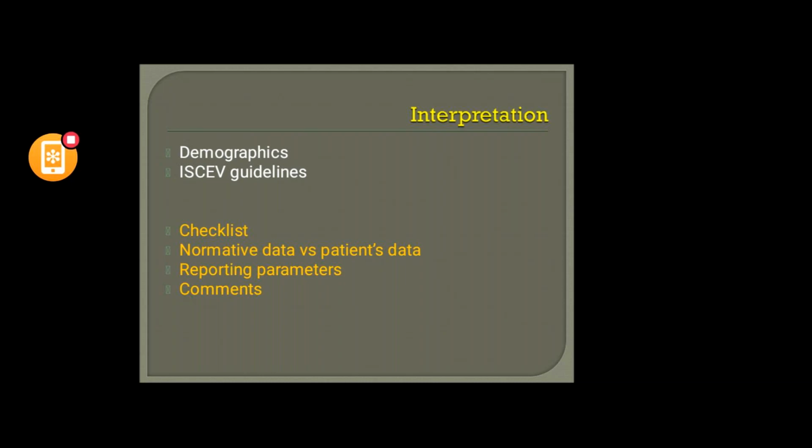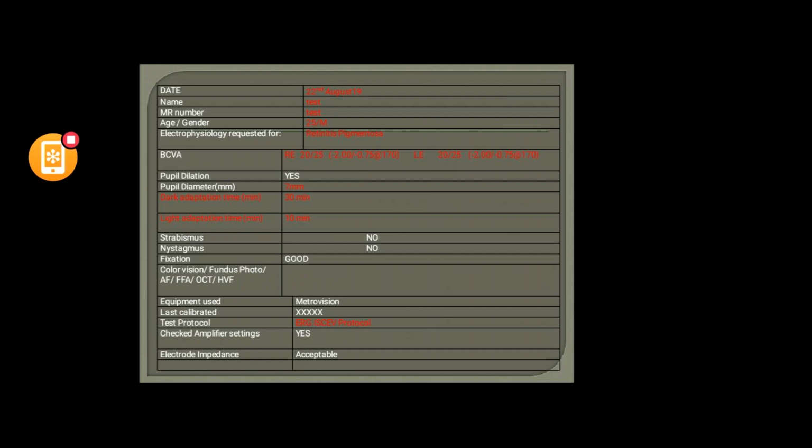So this guideline has to be formulated while you are interpreting a test. Now, what is the demographic? Remember the parts shown in red here would change from one test protocol to another test protocol. The date would also change, as would name, MR number, age, and gender. These all will change from one patient to another patient.